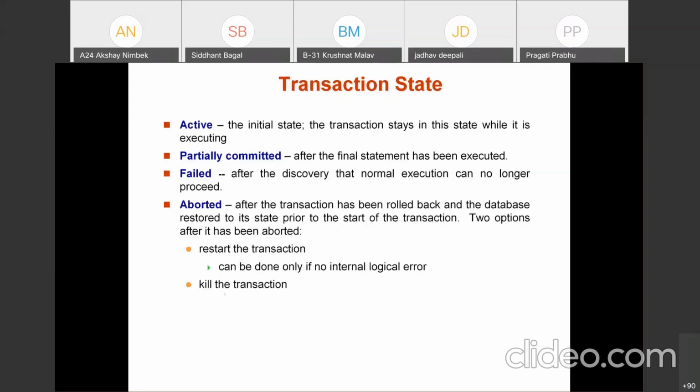Now see, this is the 5th stage, that is committed: after successful completion, when the information is stored on the disk. After the final statement has been executed, we call it partially committed. After the changes made by the transaction, the value of A, 950, and the value of B, 2050, are transferred to the disk, permanent storage, secondary storage, then we can say it is completed successfully, and that stage is committed. Now see the simple diagram here.